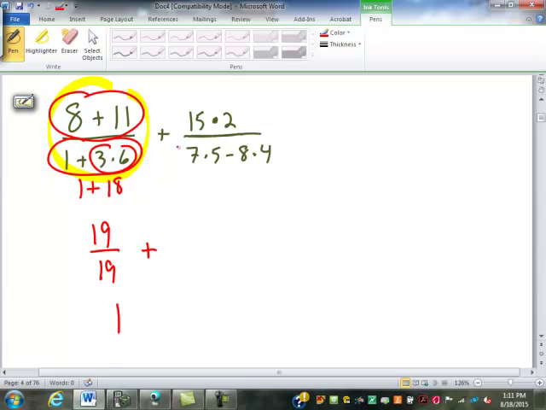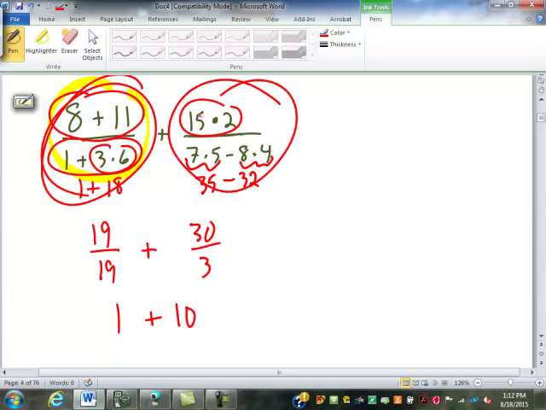Over here, what are we going to do first? We're going to multiply. 5 times 6 is 30. On bottom, 7 times 5 is 35. I'm going to take a little shortcut. 8 times 4 is 32, and then subtract to get 3, okay? 30 divided by 3 is 10. So this part became 1, this part became 10, and we still have to add them. 1 plus 10 is 11. Perfect.